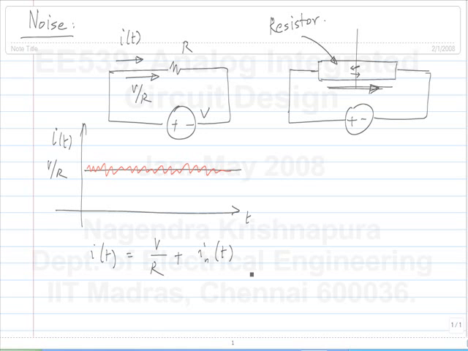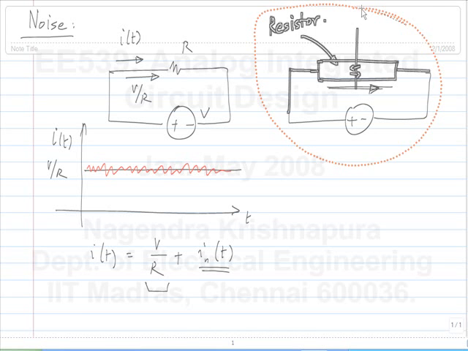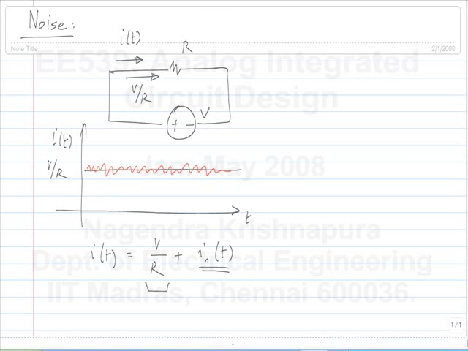So this IN is something to contend with, because we want a certain current V by R, and in addition to that we have some random signal. So we need to be able to decide whether this is large or small, and if we make some circuits using this resistor, whether this will bother you or not. Okay. So far it's clear. Noise is the result of random motion of electrons in the resistor, and on average the current will be V by R if you apply voltage V across the resistor R, but the instantaneous value will be above and below this.